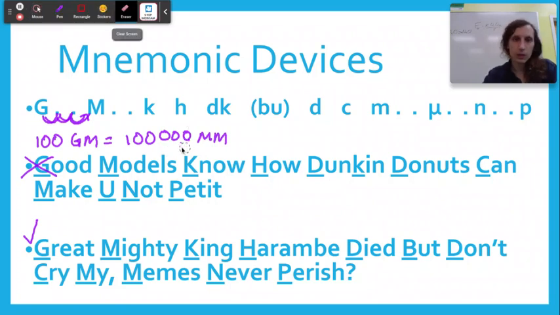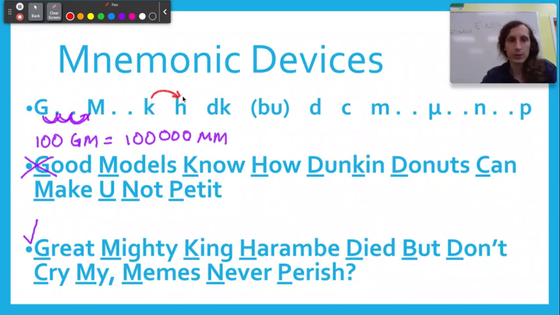Make sense? And then in the same way, all of these dots that aren't there, between kilo and hecto, there's no dot. So it's just one jump. Between hecto and deca, just one jump. You can make up your own mnemonic device, or you can just use King Harambe, or you can just try to memorize it brute force. It's kind of up to you, but make sure you write these down, and then we'll do a little practice with conversions.